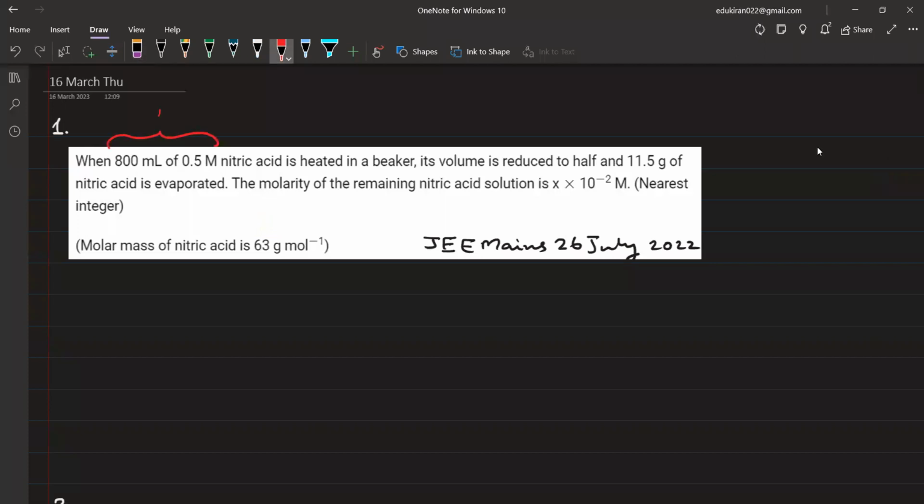From here you have to find A, that will be A moles. From 11.5 grams, you will get some B moles. You will do A minus B moles divided by 0.4 liter, or you can write 400 into 1000.